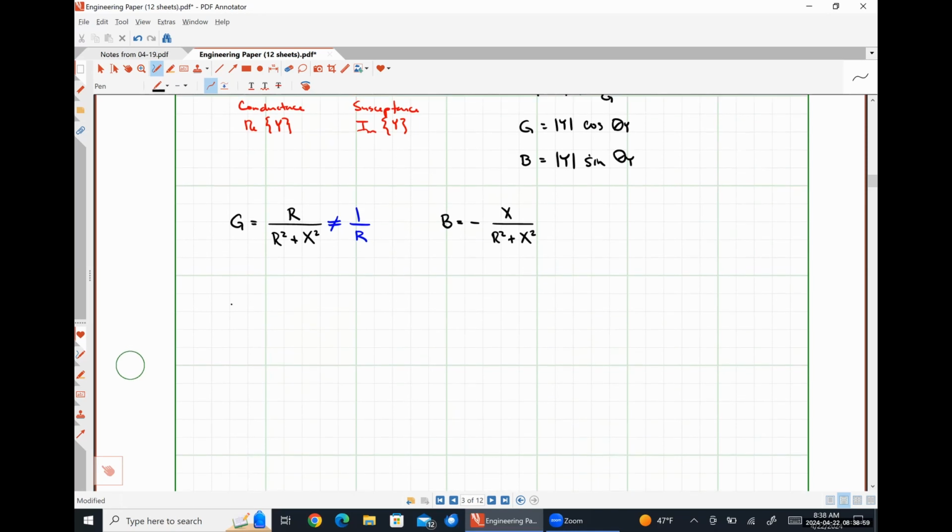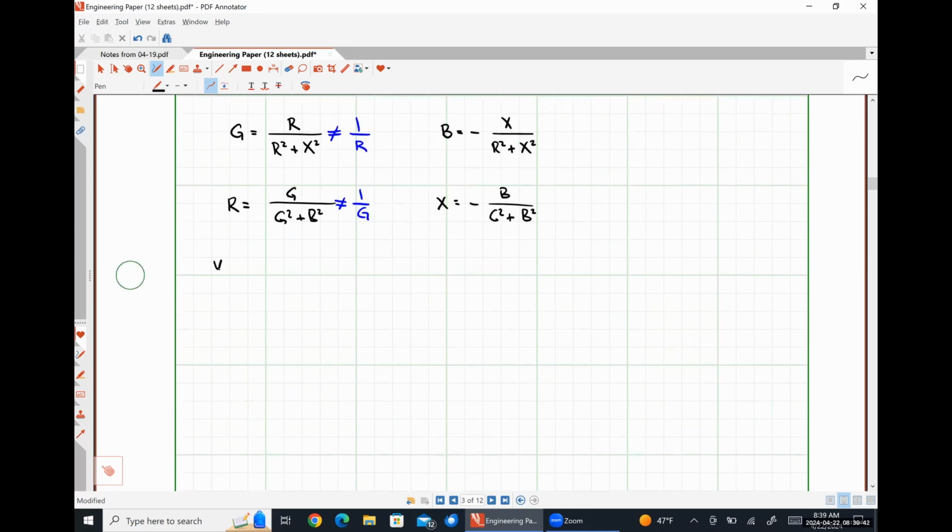Going in the other direction, we could say that our resistance R is going to be G over G squared plus B squared, which should be kind of obvious, is not equal to 1 over G like we would have in DC circuits. And then lastly, our reactance X is negative B over G squared plus B squared.